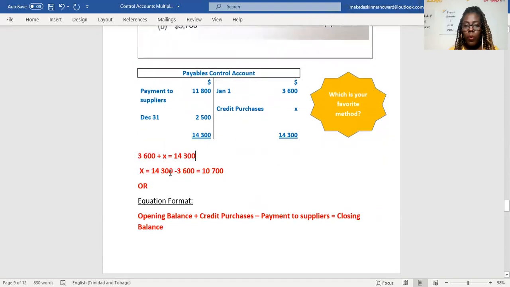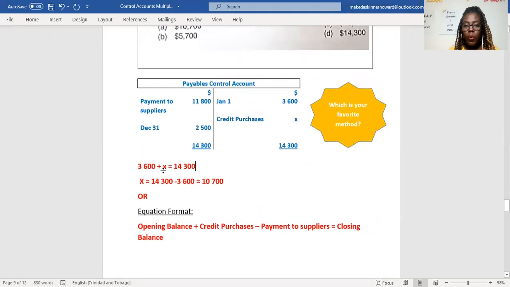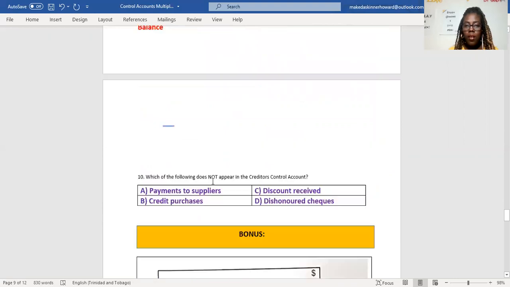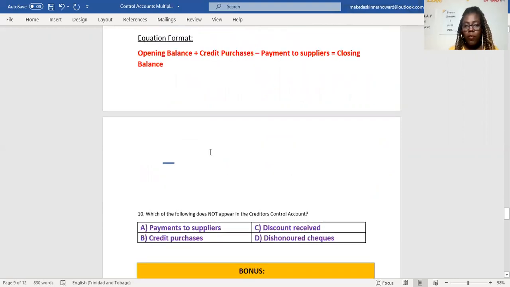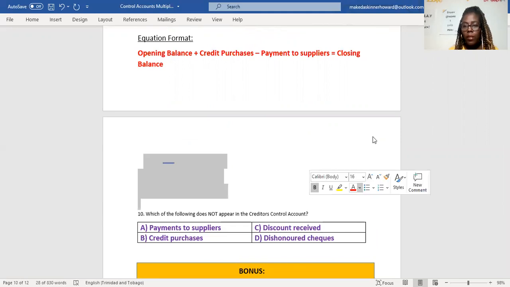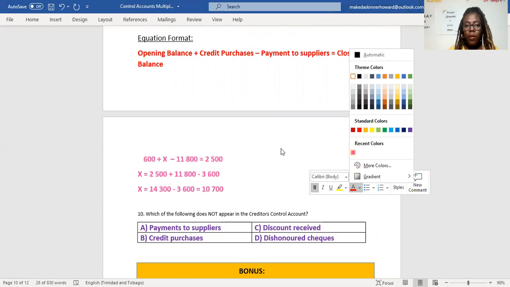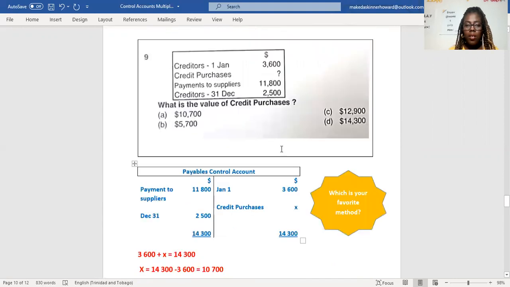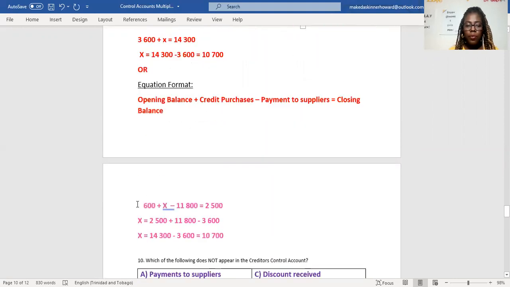Okay, when we deduct that 3,600 from the 14,300, we will get the answer as A, 10,700. All right, and again, you can use the equation format. It all depends on which one you feel more comfortable with. So the opening balance was 3,600. Our credit purchases, we don't know what that is, etc.